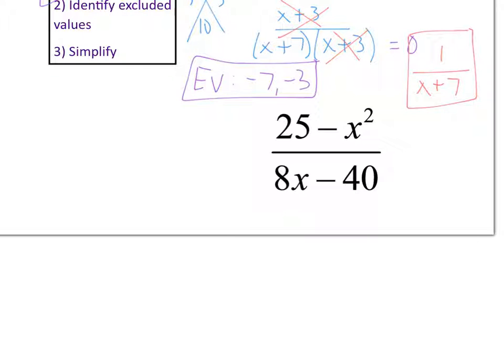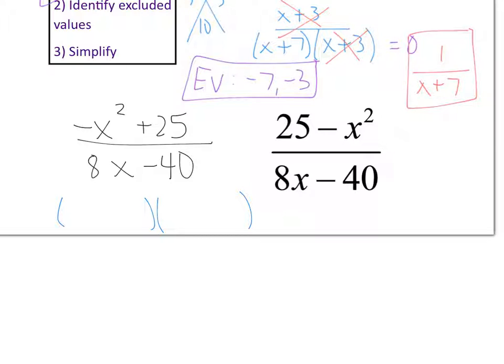Okay, let's look at one more here. I see 25 minus x squared over 8x minus 40. If I rewrite my numerator so that I have my variable written first, I get negative x squared plus 25 over 8x minus 40. Now I'm going to factor both the numerator and denominator. If I factor negative x squared plus 25, that is going to turn into a negative x times x, and then plus 5 and plus 5.